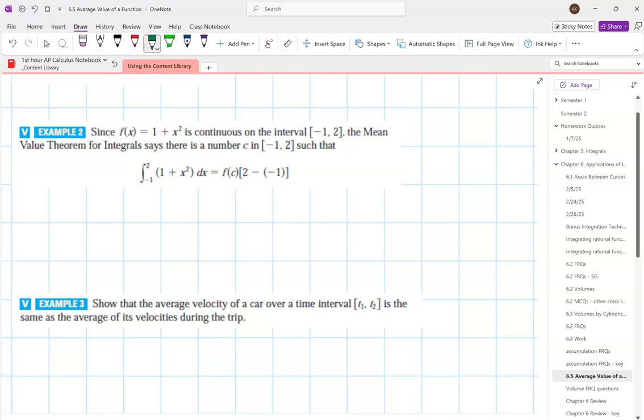Well, we know what it is, right? This is f average, which we calculated to be 2 from the previous one, which tells us then the integral is just going to be 6, right? 2 times 3.